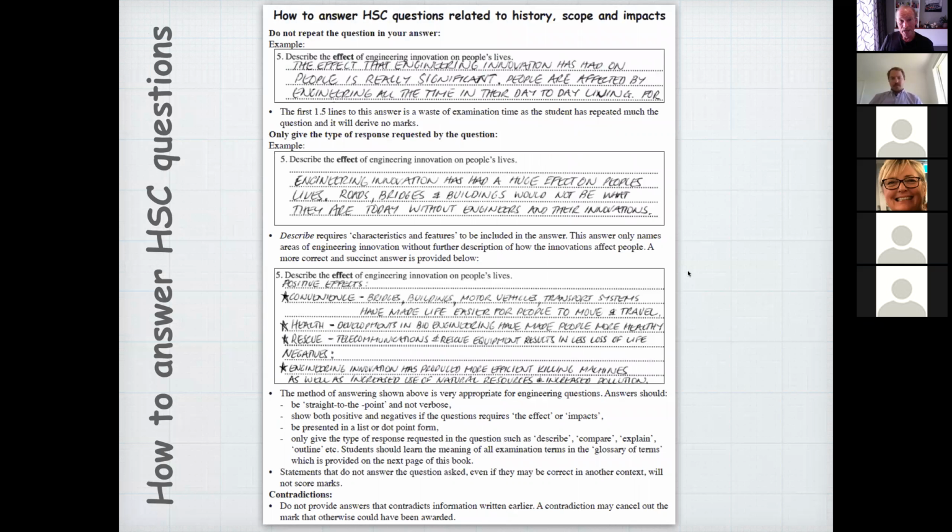Now, how to answer questions in the HSC. It's really important that you explain this to the students. The worst thing that my students do when they're answering these impact questions is they repeat the question, which is just a waste of time. Make sure you tell them not to repeat the question. And this response here would achieve 0 marks.